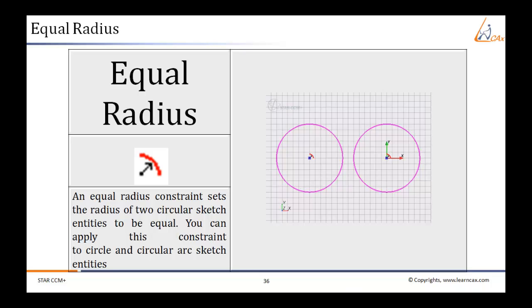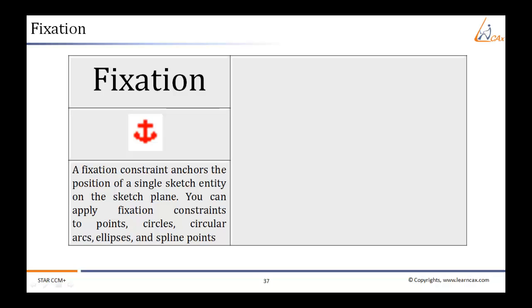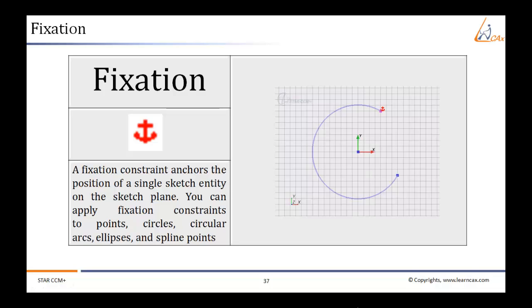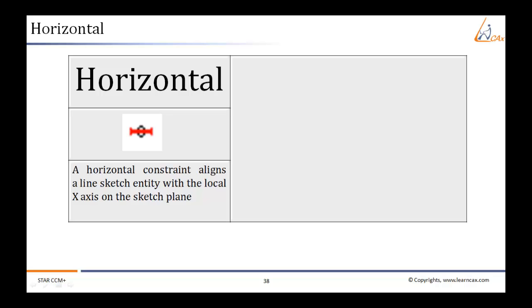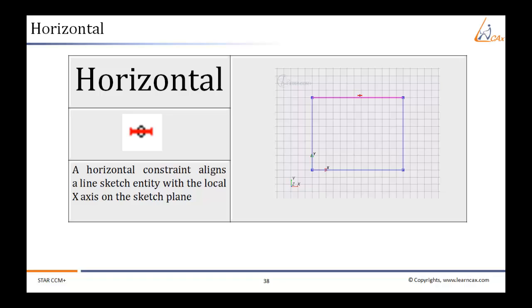The constraint which we will see now is the fixation constraint. This constraint tool anchors the position of a single sketch entity on the sketch plane. This can be applied to almost all sketch types. We will now see the horizontal constraint. This tool aligns a sketch with the x-axis. As shown in this figure, the top edge is now aligned or parallel to the x-axis.